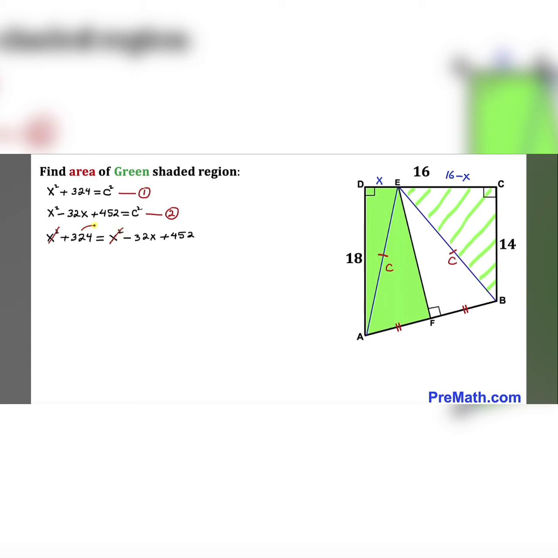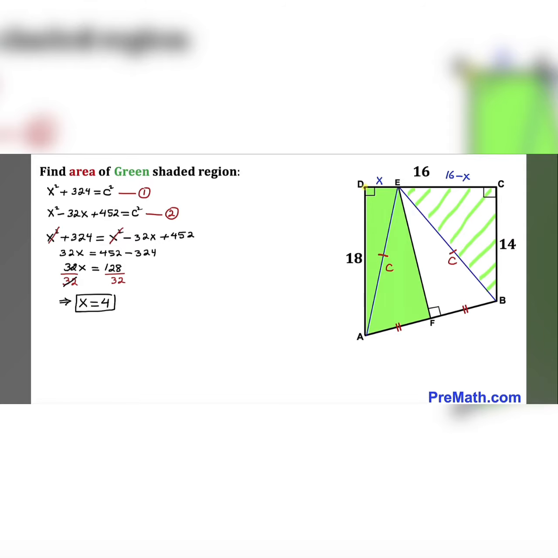Let me move this 324 to the right-hand side, and at the same time I'm going to move this 32x to the left-hand side. So let's write it down. I can write 32x equals 452 minus 324. Let's divide both sides by 32. This and this are gone. So our x value turns out to be 4 units.